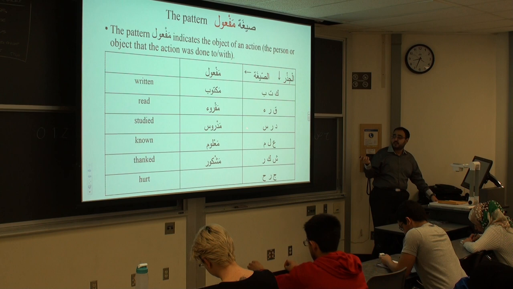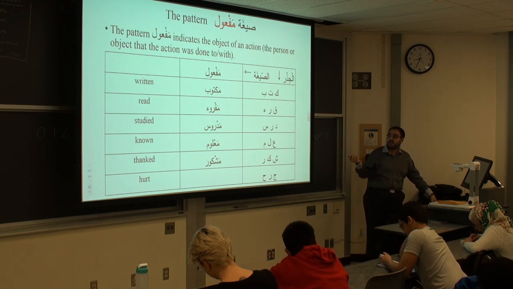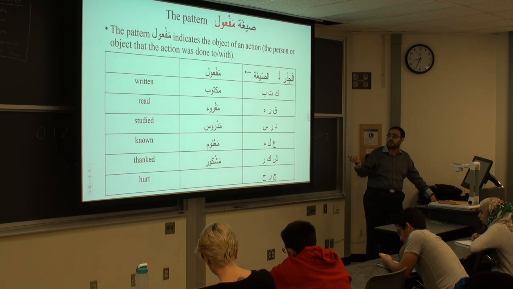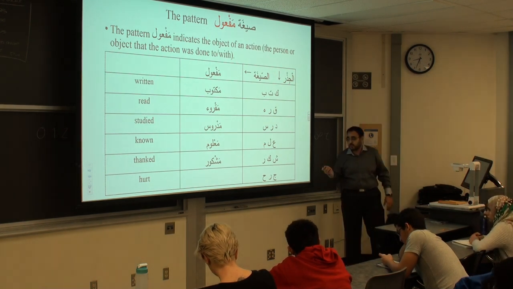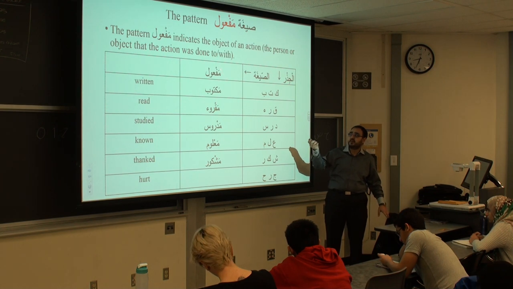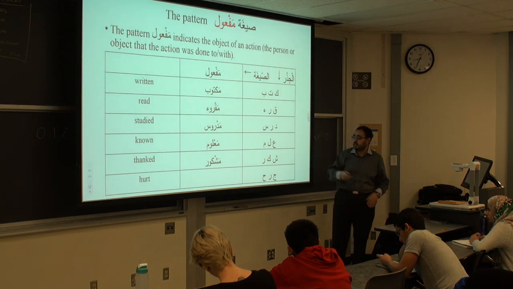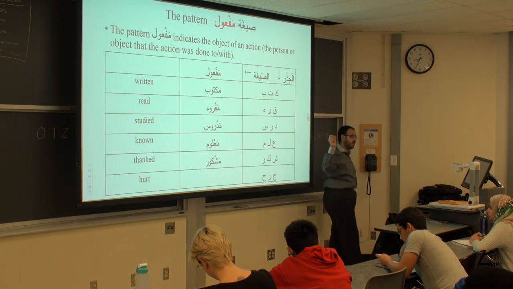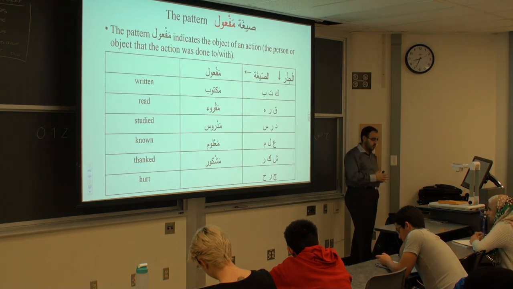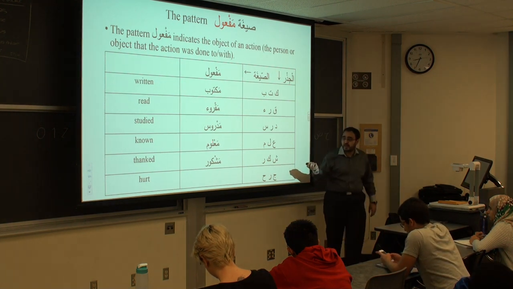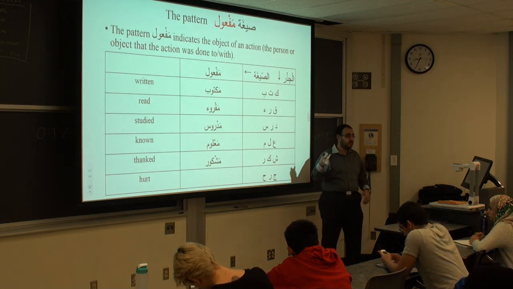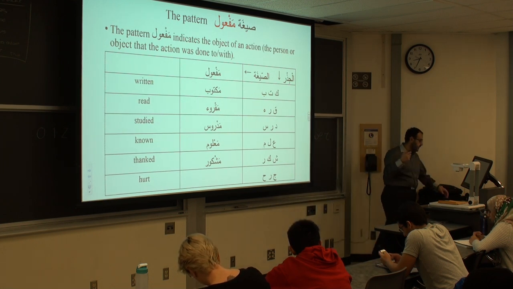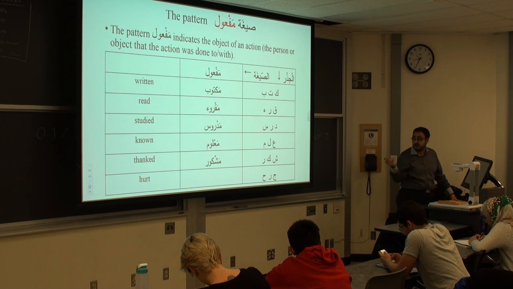Ma'loom, exactly. Again, replacing the fa with the ayn, the ayn with the second letter, which is the lam, and the lam with the third letter, which is the mim. Adding all the extra stuff, it will be ma'loom. And this root, ayn, lam, mim, has to do with knowing. So ma'loom will be the thing that is known, i.e. the object of the action of knowing. Next one.